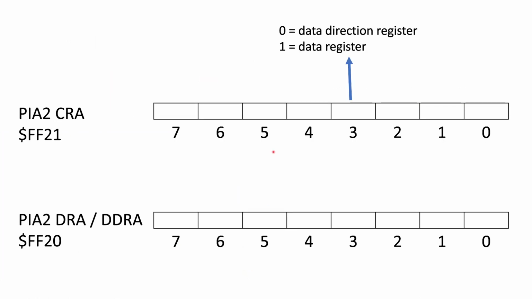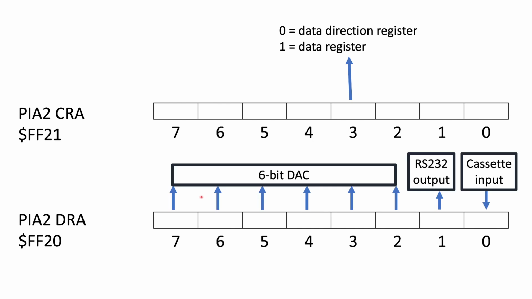In a previous video, I talked about how each of the 2 PIAs have 2 sides, and each of those 2 sides has a control register, a data register, and a data direction register. When we're talking to the DAC, we're using side A of PIA 2. And by default, the data register that I use to talk to the DAC is configured like this. The top 6 bits are output. They go out to the DAC. Bit number 1 is an output that goes to the RS-232. That's responsible for all the craziness we were seeing in the printer. And bit 0 is configured as an input that comes in from the cassette.